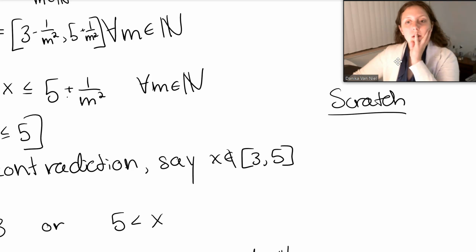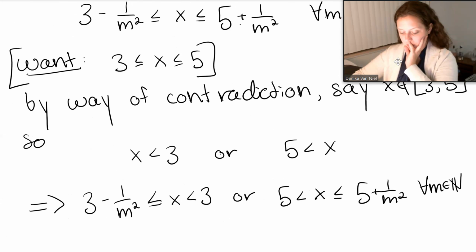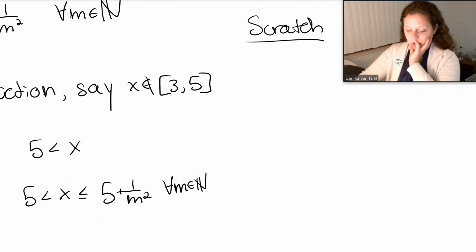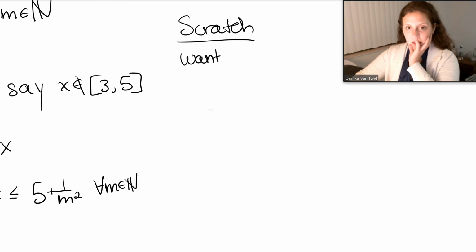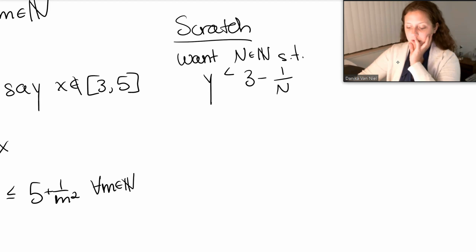Okay, so first thing that I do is I think about what it is that I want. So I'm just going to start with this piece here. Okay. So I want a contradiction. So I want some n in the natural numbers such that y is less than 3 minus 1 over capital N.